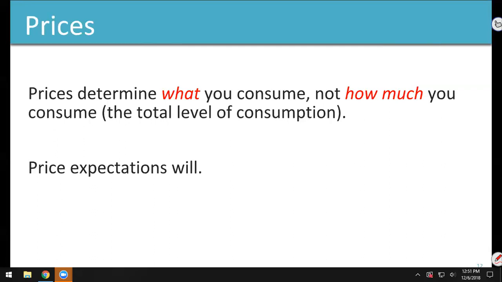Price expectations, expectations coming back yet again. Price expectations will change how much we consume. If you think that TV is going to be on sale next week, you ain't going to spend the money this week. You're going to save it this week in order to spend it next week. Right? Price expectations will adjust our consumption and savings, but the prices themselves do not.